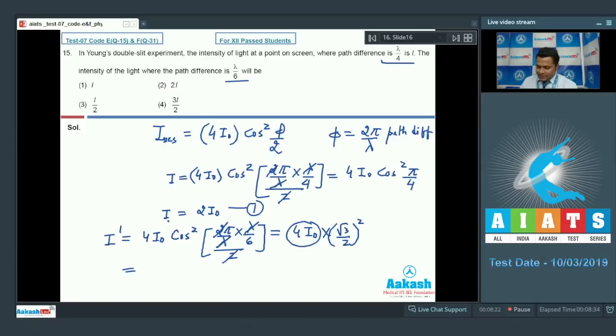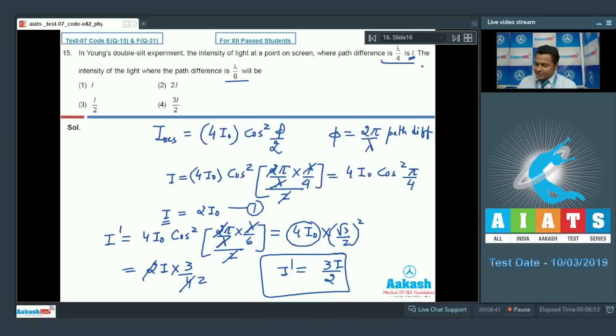Now 2 I naught is I. So 4 I naught will become 2I multiplied by 3 by 4. So I dash equals 3I by 2. We have to answer the intensity in terms of the given I, so that's why we are doing all these things. So finally we got the intensity when the path difference is lambda by 6 will be 3 times I by 2, and after looking at the options we can say that we will have to go with option number 4. Now let us proceed to the next question, that is question number 16.